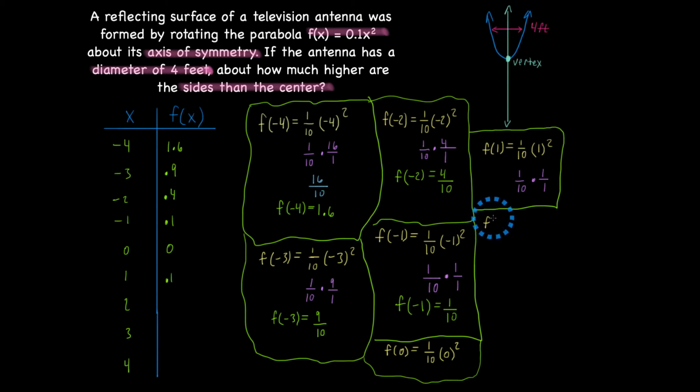All right, f of 2 is equal to 1/10 times 2 squared. So I have 1/10 times 4, and 4 written as a fraction is 4 over 1. Now 1 times 4 is 4, and 10 times 1 is 10. So f of 2 is equal to 4/10, and 4/10 is simply 0.4. I think you're starting to see that mirror effect now: 0.1, 0.1, 0.4, 0.4.